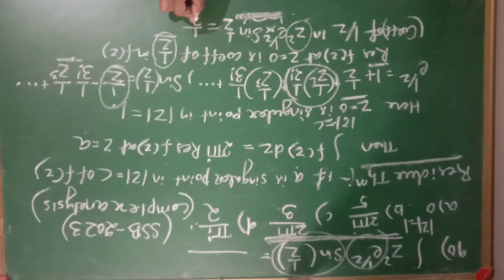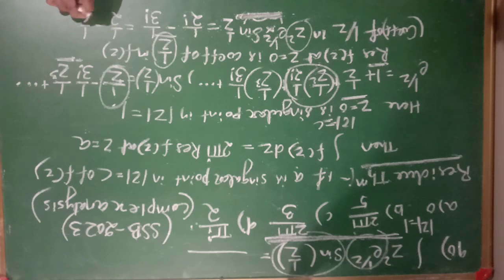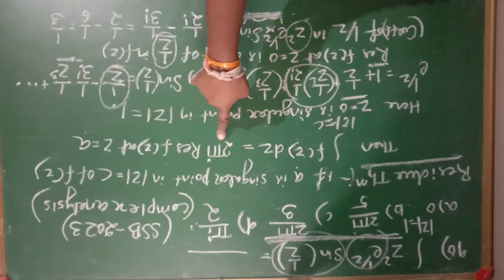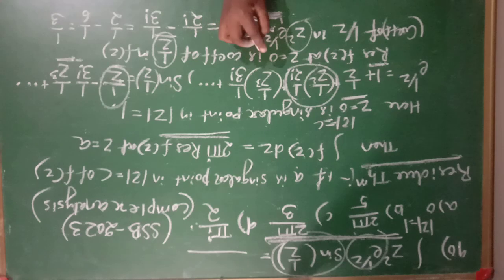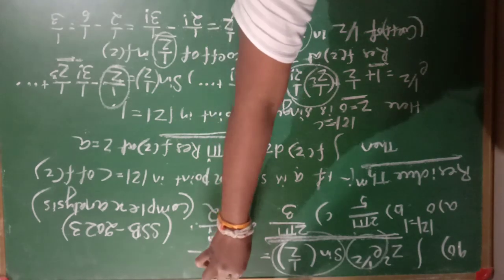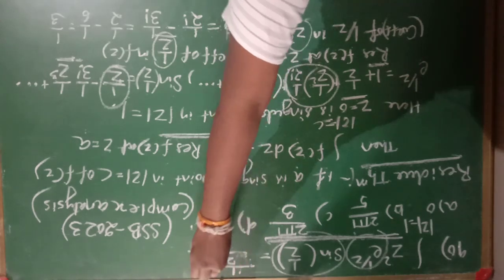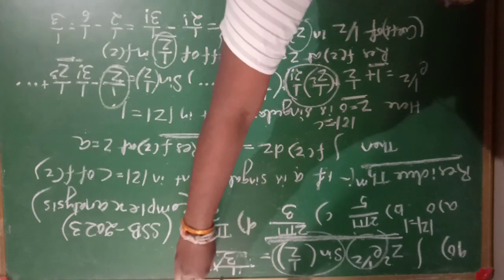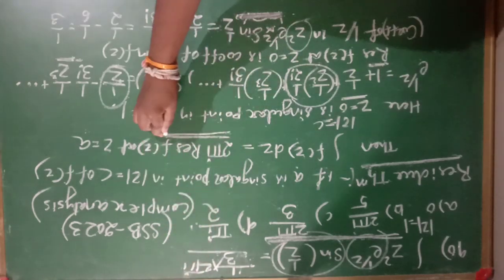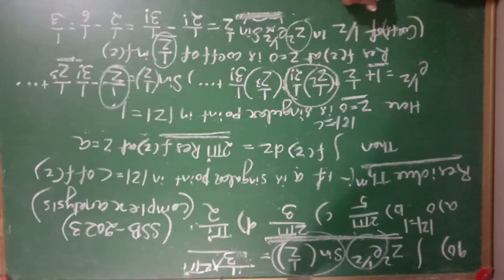So that is 1 by 2 factorial minus 1 by 3 factorial. 1 by 2 factorial equals 1 by 2, minus 1 by 3 factorial equals 1 by 6. This equals 2 by 6, so 1 by 3. According to our formula, our integration value is 2 pi i into the residue of f of z at z equals a, which is the coefficient of 1 by z.